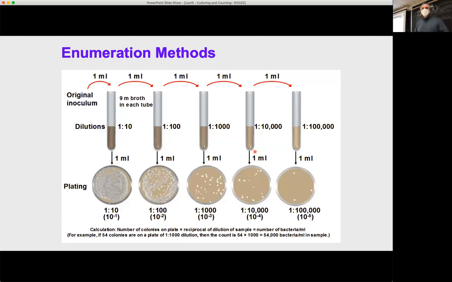Take a look at the picture here. I don't draw the bottle, but these slides come to me from another instructor, so they haven't drawn the bottle. But in the original bottle, that's the standard sample you'd take from. And what they've done is they've taken, say, 1 milliliter, put it into 9 milliliters. So they get a 1 in 10 dilution. Next, do the same thing again, 1 mil into 10 mils.